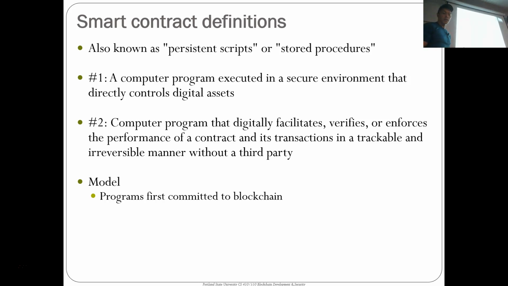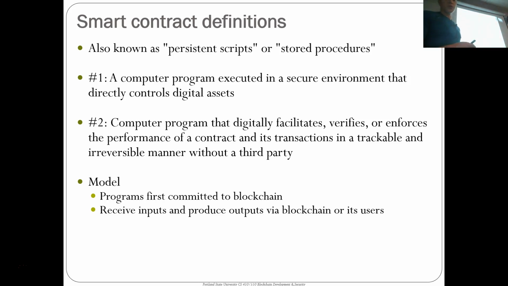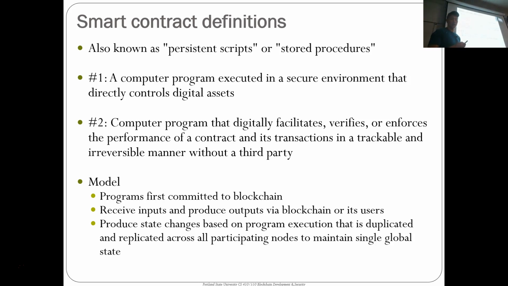So the model of a smart contract is that you first commit a program to the blockchain and all of its instructions and its initial state. You have to have an initial state. And then you receive inputs and produce outputs via calls into that contract and update the blockchain thusly. The state changes that are being emitted from program execution are duplicated and replicated and stored persistently in the blockchain.